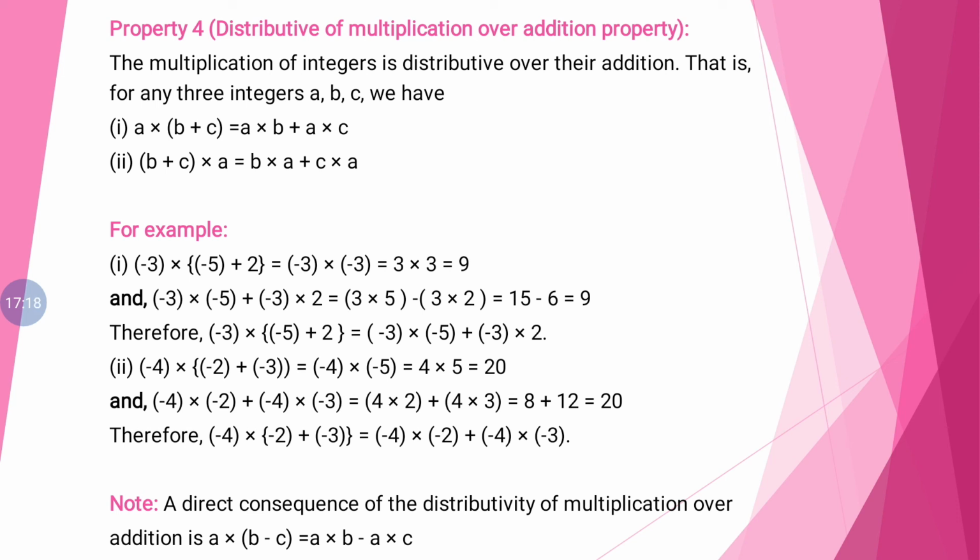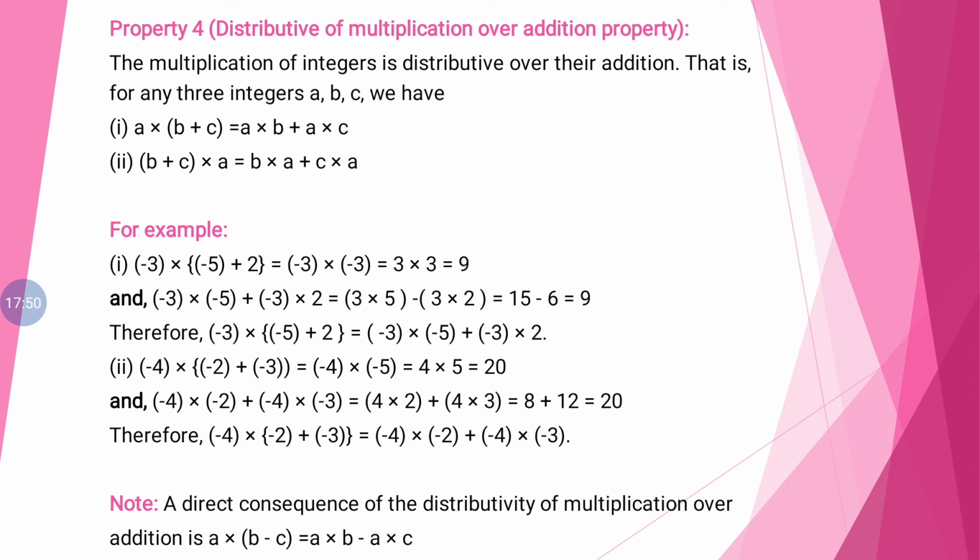Now the other side, A cross B plus A cross C. Minus 3 into minus 5 plus minus 3 into 2. The product of same sign is positive, 3 fives are 15. Minus 3 twos are minus 6. So 15 minus 6, we get the value 9. So both the values are equal.